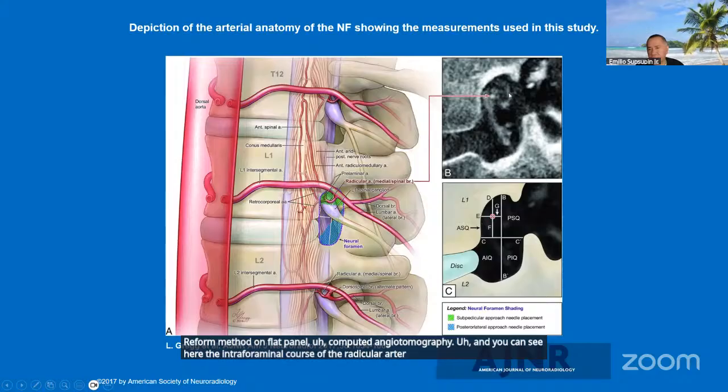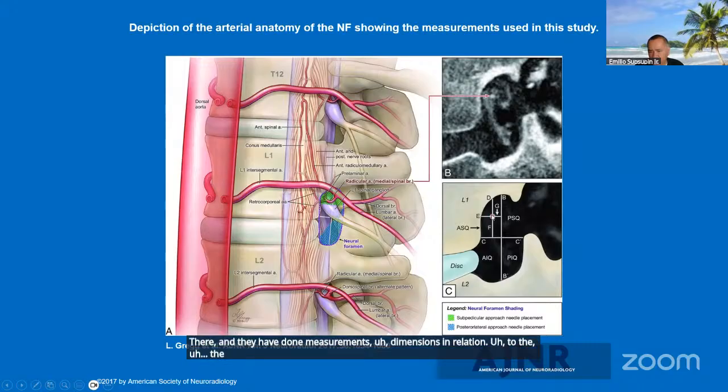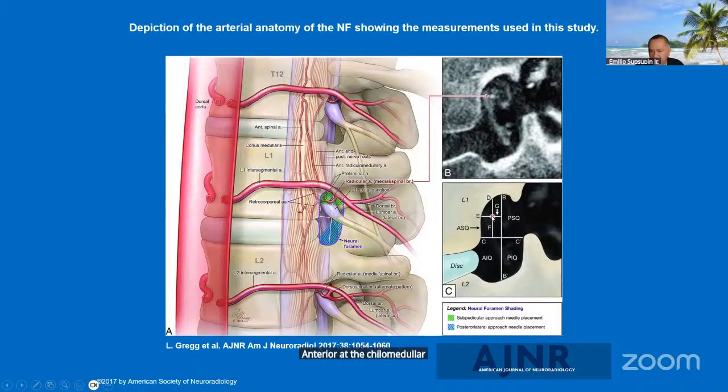You can delineate parts of the epidural venous plexus there, and they have done measurements, dimensions in relation to the anterior radiculomedullary artery, like the vertical distance to this dividing line between these 4 quadrants, and also the horizontal distance based on this line.